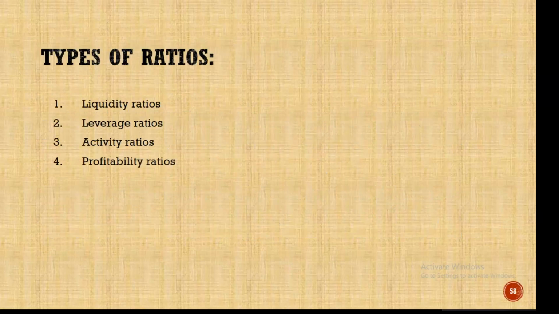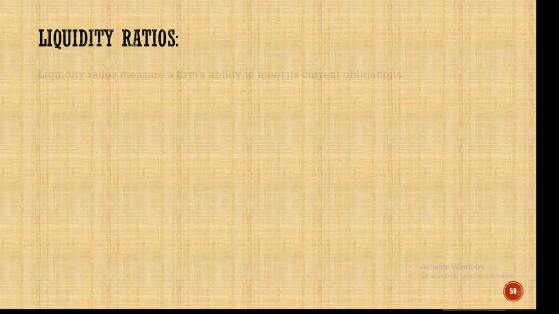Now, the next is types of ratios. There are different important types of ratios through which we can analyze the performance of the organization, and the efficiency of the organization. Efficiency can be judged in case of operating efficiency and management efficiency. So the first ratio is liquidity ratio, second is leverage ratio, third is activity ratios, and fourth one is profitability ratios. So let us start with liquidity ratios.